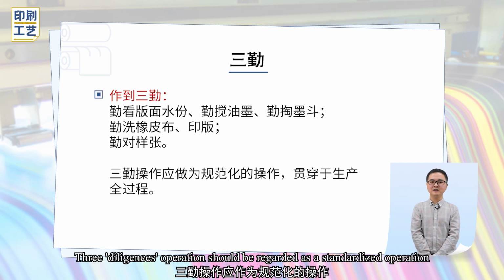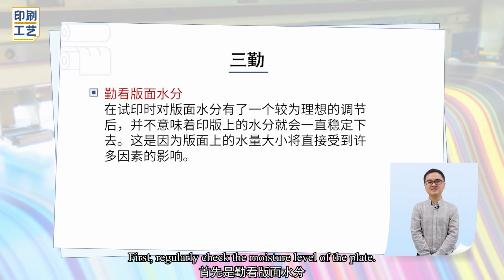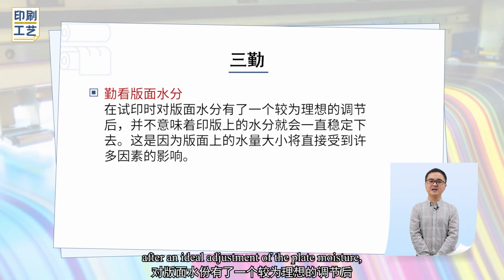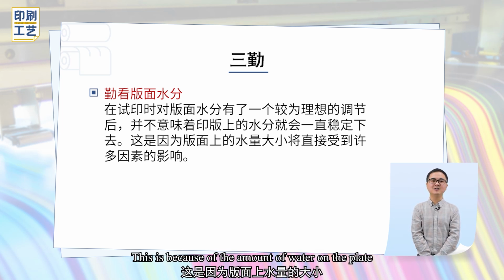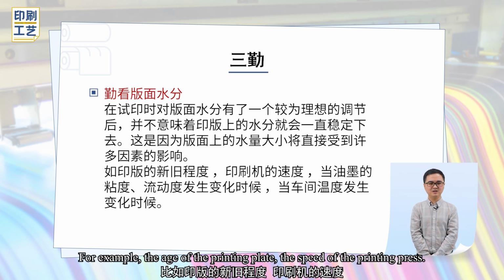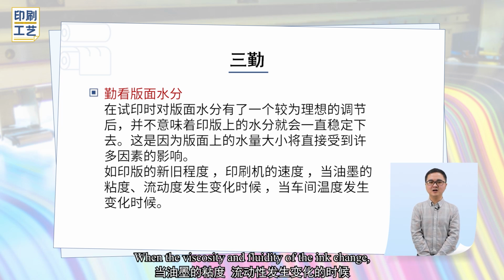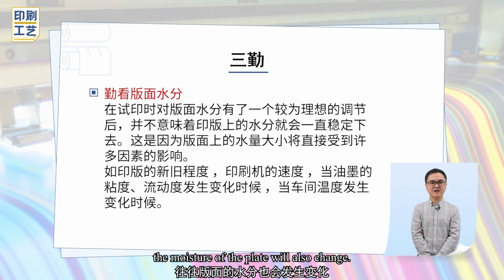3 diligence operation should be regarded as a standardized operation throughout the entire printing process. First, regularly check the moisture level of the plate during the trial printing. After an ideal adjustment of the plate moisture, it doesn't mean that the moisture of the layout will always stabilize. This is because the amount of water on the plate will be directly influenced by many factors. For example, the age of the printing plate, the speed of the printing press, when the viscosity and fluidity of the ink change, and when the temperature and humidity of the workshop change, the moisture of the plate will also change.